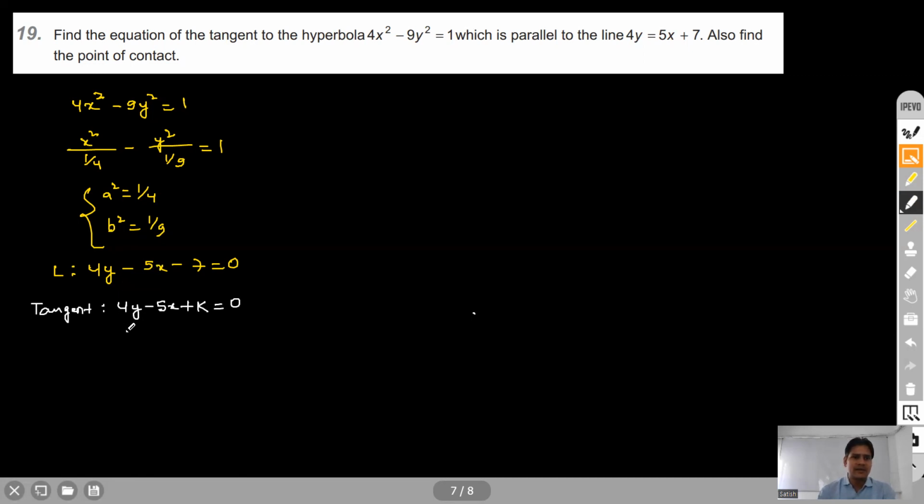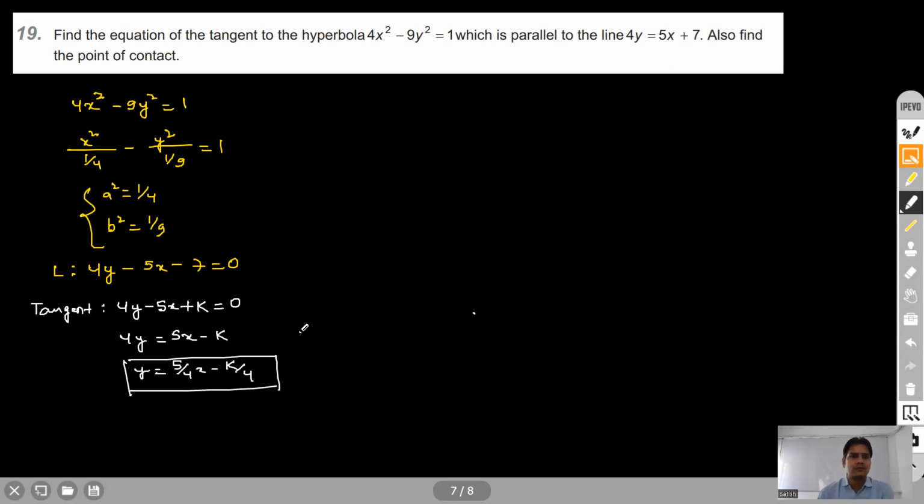So further you can simplify it and write it in the form of y = mx + c. So we can say this as 4y = 5x - k, or y = 5/4 x - k/4. So this is our equation of tangent, but we don't know the value of this k.